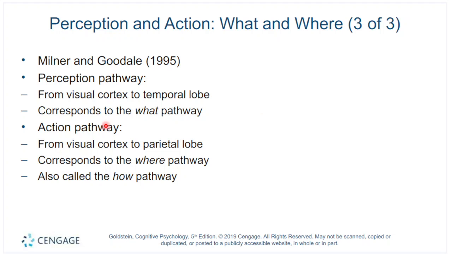And then the action pathway, this is from the visual cortex to the parietal lobe. So it corresponds to the where pathway. So again, ito yung nagbibigay sa atin ng location kung asaan yung tasa ng kape para mainom mo, 'di ba? And this is also called the how pathway.